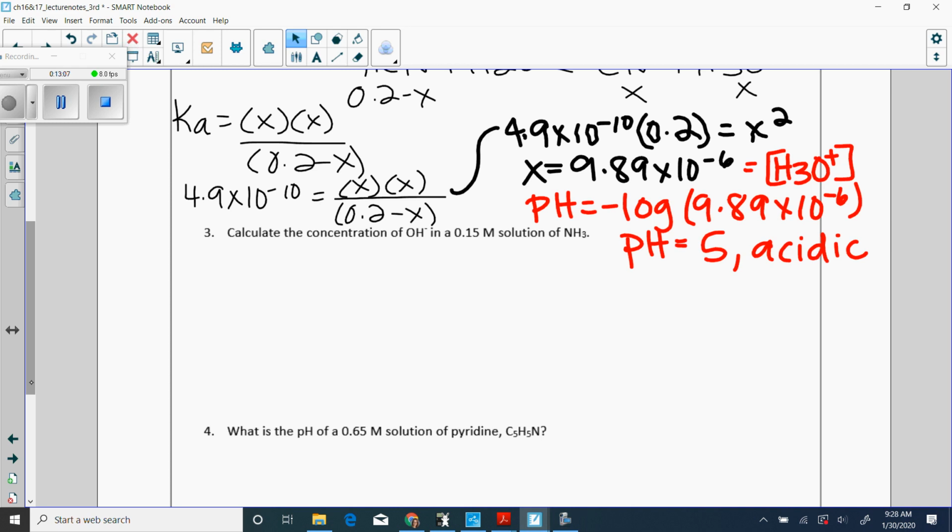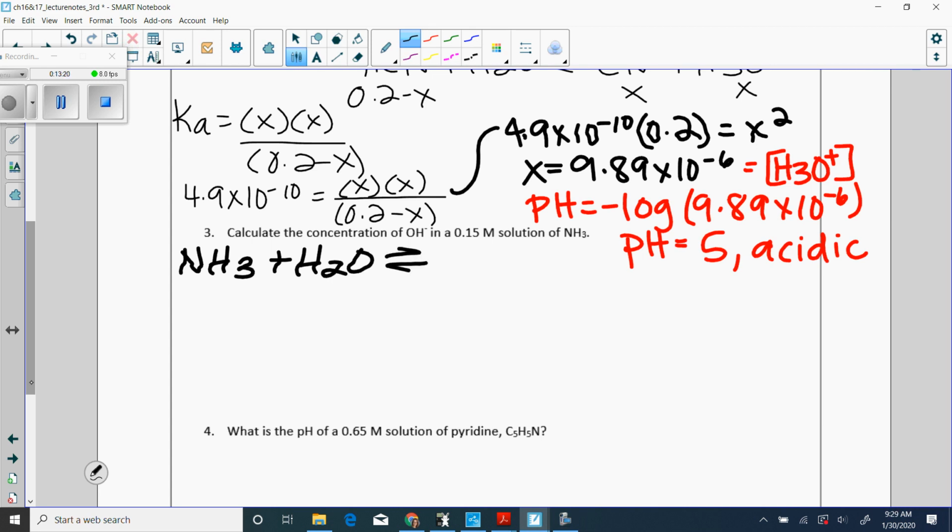Okay, number 3, calculate the concentration of OH in a 0.15 molar solution of NH3. So NH3 is not going to be an acid. It's not in the hydroxide group. It doesn't start with a hydrogen. It's going to be a weak base. So let's write our balanced equation. Bases gain a hydrogen, so it goes from ammonia to ammonium. Ammonium is NH4 with a plus charge. H2O goes to OH minus, so 0.15 minus x, and x.